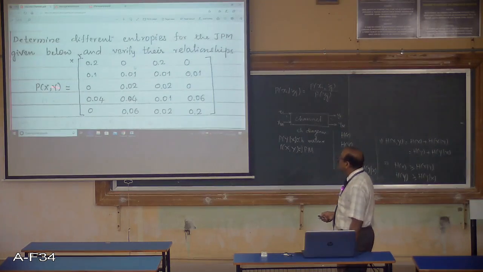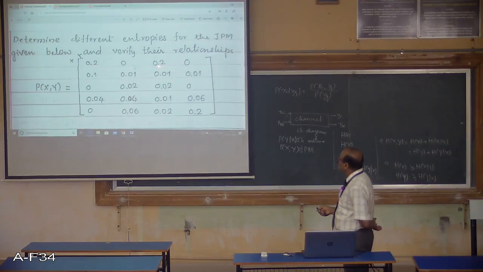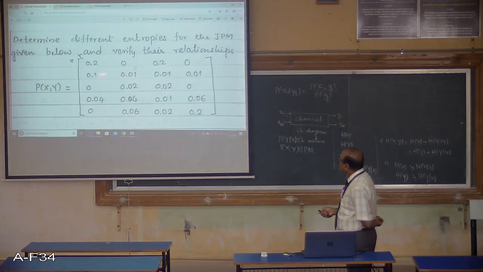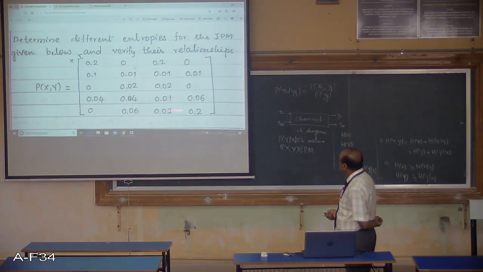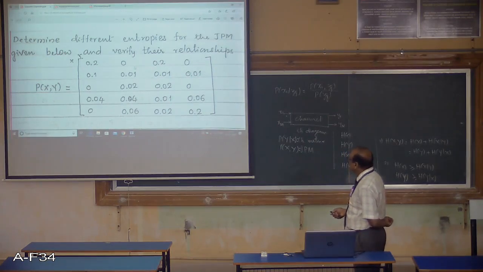How to calculate joint entropy H of XY is, we should make use of all these probabilities. So 0.2 log 1 by 0.2, 0.2 log 1 by 0.2, 0.1 log 1 divided by 0.1, 0.01. How many 0.2s are there? 1, 2, 3. So 3 times 0.2 log 1 divided by 0.2. How many times is 0.1 there? Only once. 0.01: 1, 2, 3, 4. So 4 times 0.01 log of 1 divided by 0.01.